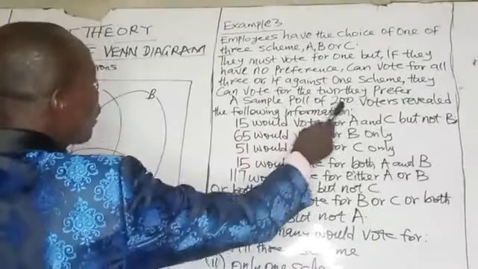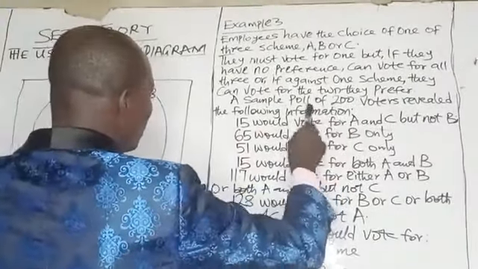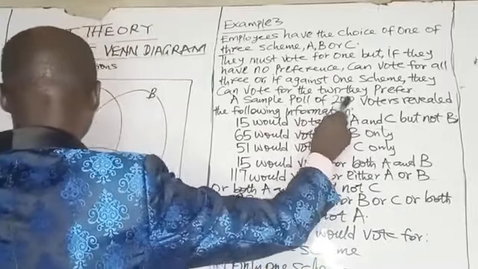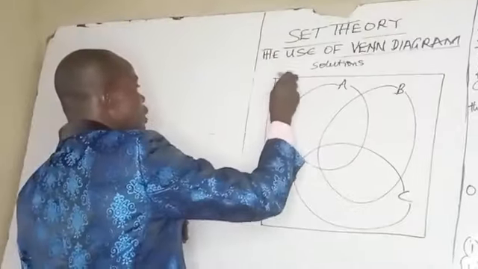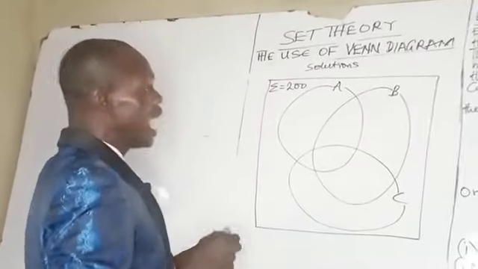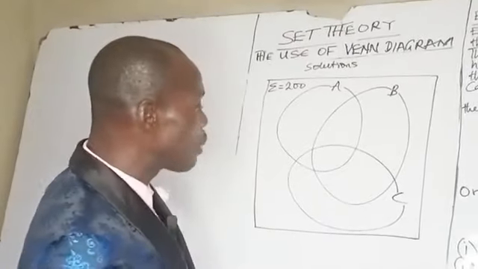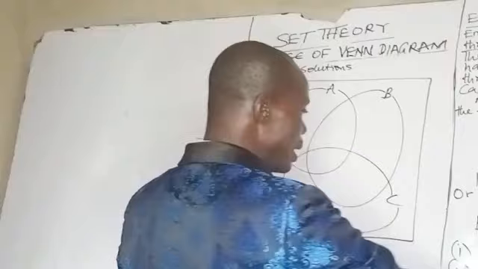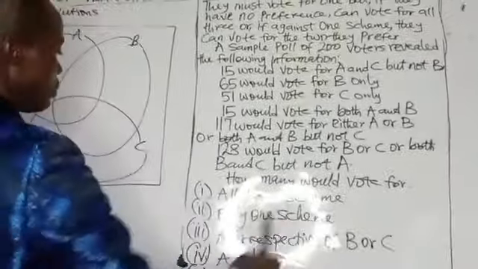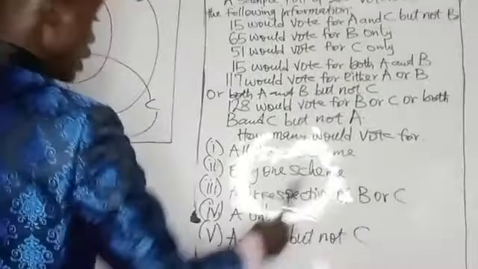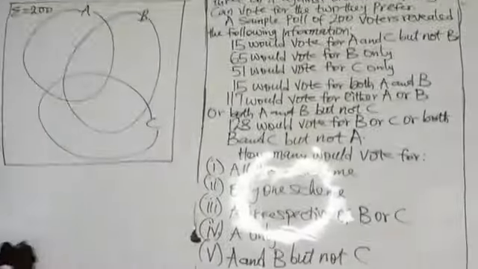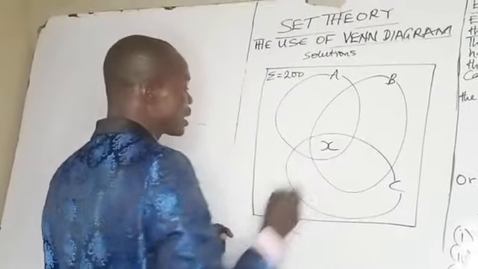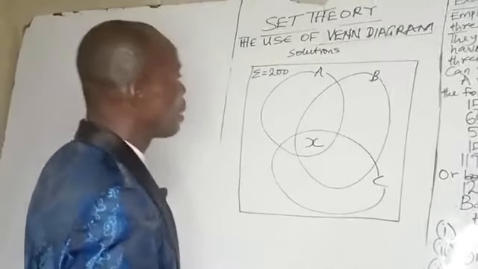A sample poll of 200 voters revealed the following information. The 200 voters, that is the universal set. Then remember, I've told you that you should always start with the intersection of the 3. If you look at the requirement, how many will vote for all 3 schemes? You are not given the intersection of the 3. So this is the region containing the 3, and we put that to be X since it is not given. Back to the question.